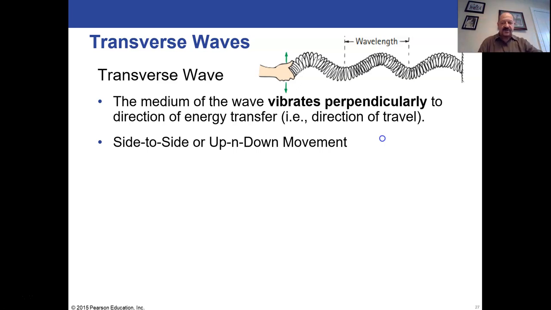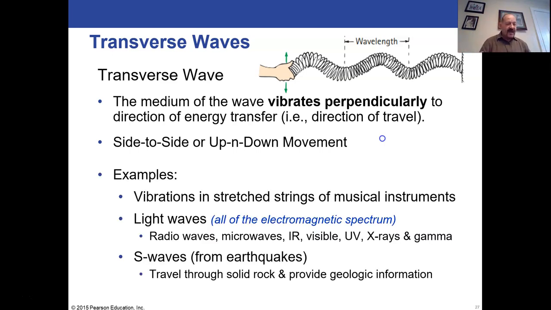That's transverse. So the medium of a transverse wave, whatever the wave is flowing in, and it might be flowing in nothing, like light. Light doesn't need anything to do that. But the actual motion will be perpendicular to the direction of the wave. It's either up and down or side to side as the wave is moving forward. And there are lots of examples of transverse waves.